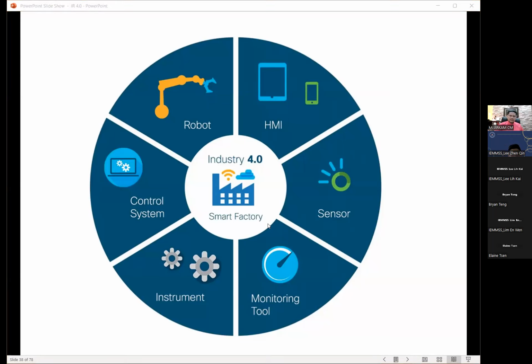Smart factories, talking about HMI, human machine interfacing, sensors, tools monitoring. So there is a lot of opportunity here. Also monitoring tools, especially when integrated with the IoT, the instrumentation, the control system, as well as the robotic things that drive the industry in the smart factories.